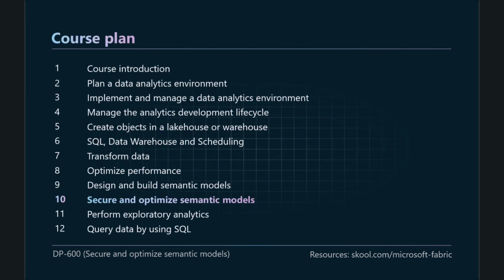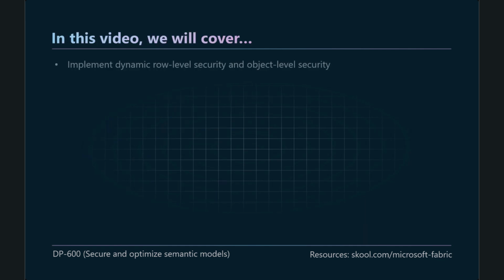Today, we're going to be looking at securing and optimizing semantic models. So this is the second part in our semantic modeling section of the study guide. And as you can see here, we're very close to the end of the course. So we've got 2 more modules after this one. But today, let's focus on semantic modeling again.